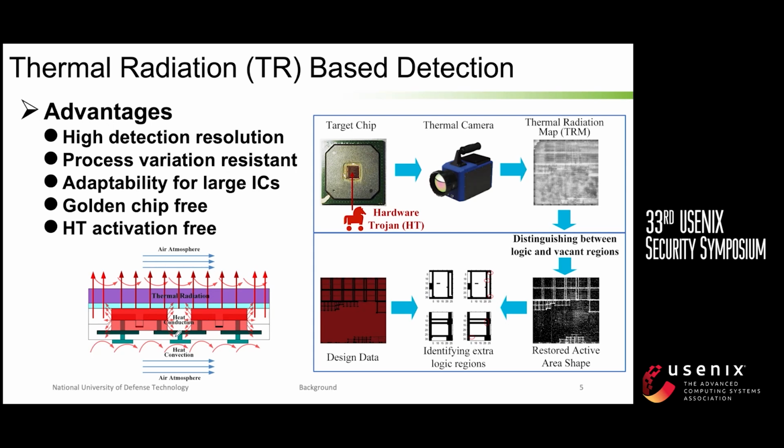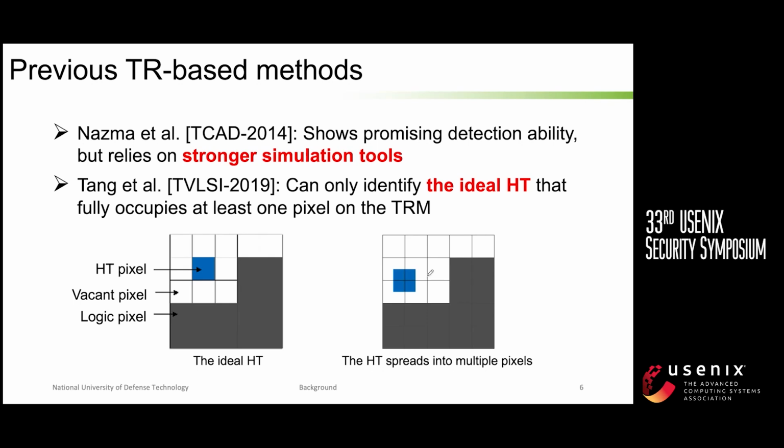The essence of TR-based detection lies in the difference in TR between logic regions and vacant regions when the IC operates quiescently. Logic regions heat up actively, causing a rapid increase in TR, while vacant regions increase slowly. So if an HT is inserted into vacant regions, the TR in that area changes. By carefully analyzing the TRM of the IC and comparing with the design data, HTs can be detected without needing a golden chip or testing vectors.